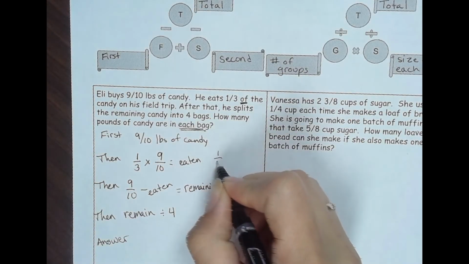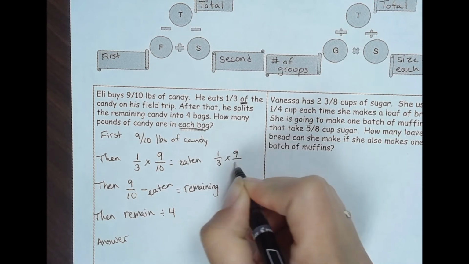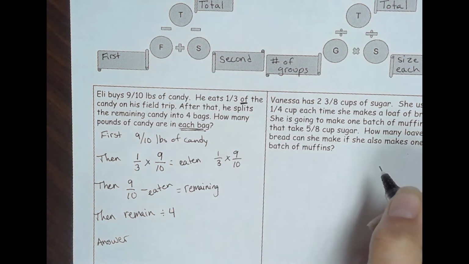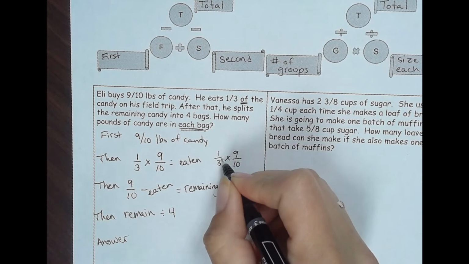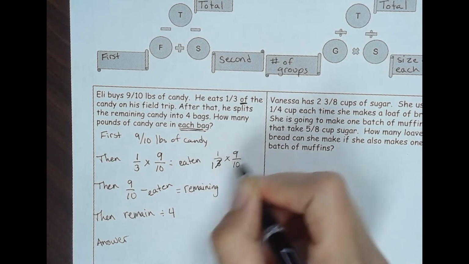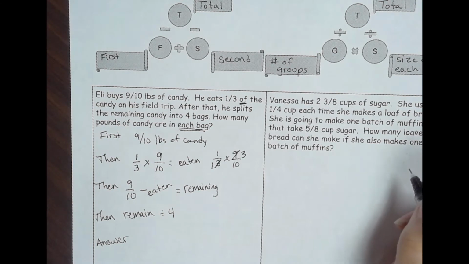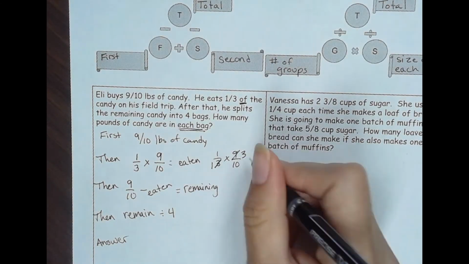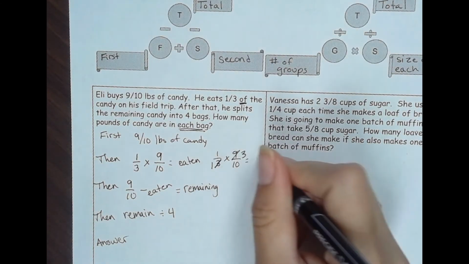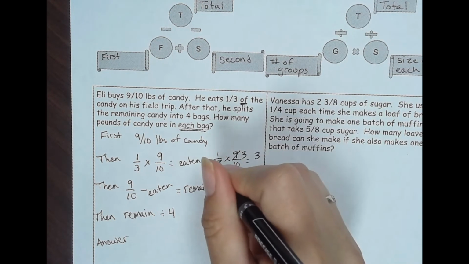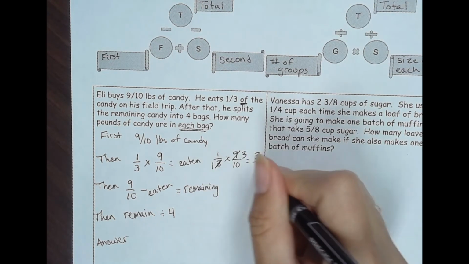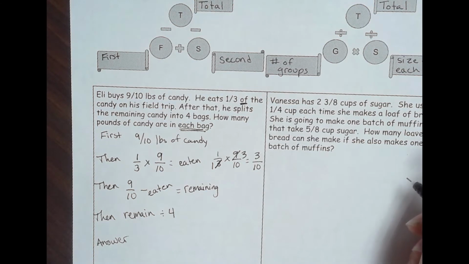So 1/3 times 9/10. I can cross cancel and simplify these factors. So 3 goes into 3 one time, 3 goes into 9 3 times. I don't see anything else top or bottom I can cross cancel. So 1 times 3 is 3, and 1 times 10 is 10. So he ate 3/10 pounds of candy.